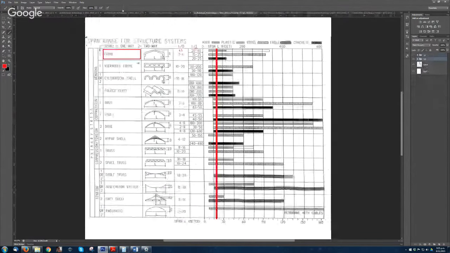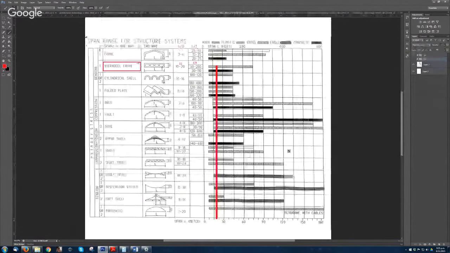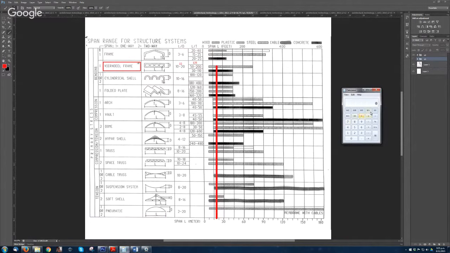And now the next question is the steel spindle frame. So same 25, go up, still here, and the midpoint is 125. Correct your calculator. 25 divided by 125. 0.2 meters, so it's 200 millimeters.